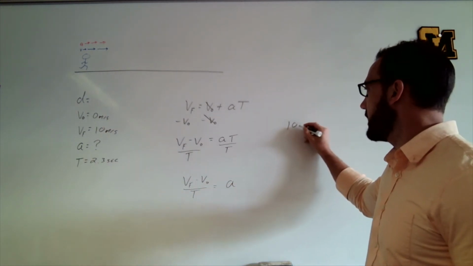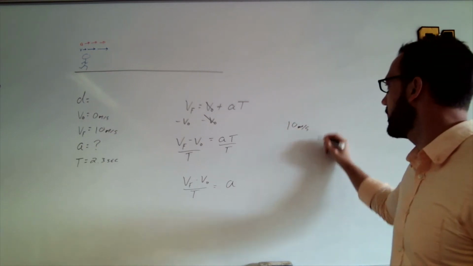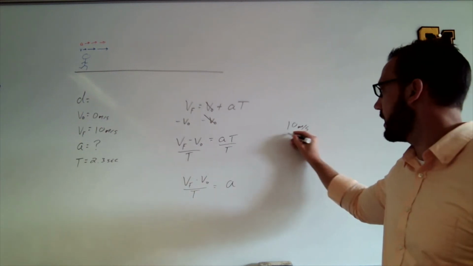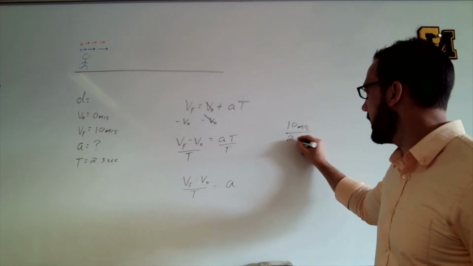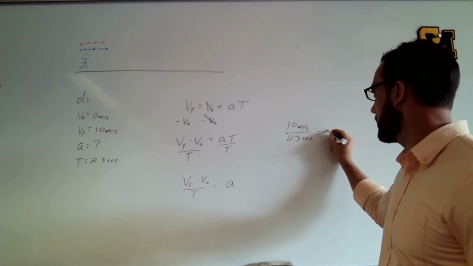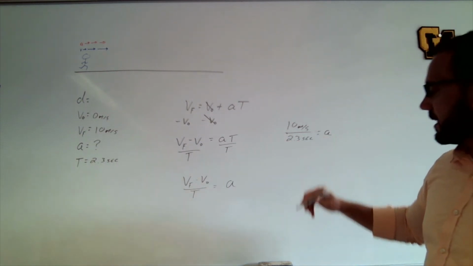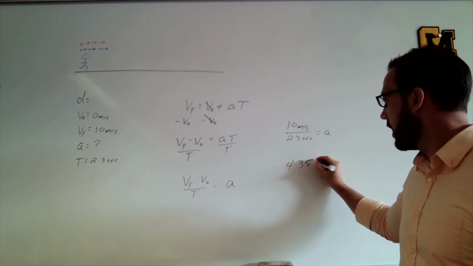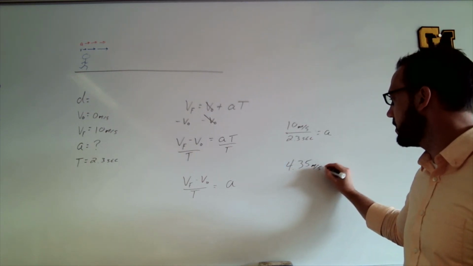Final velocity is 10 meters per second. The initial velocity is 0, so minus 0, I can just not write it. And that's all divided by the time, which is 2.3 seconds. When I plug that into my calculator, I find that he would have an average acceleration of 4.35 meters per second squared.